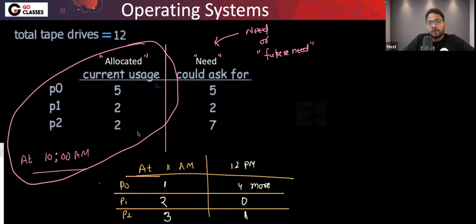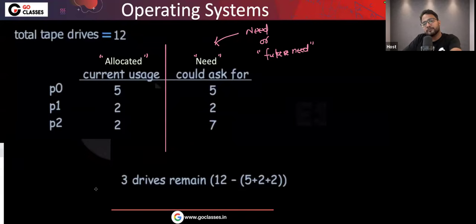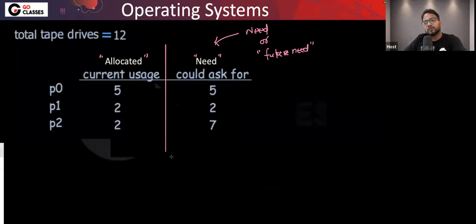So now let's go back to this table and see what this table is saying. This table has two columns, allocated and need. Don't worry too much. I think I have emphasized this too much, so maybe you are thinking that there's too much mystery. There is not much mystery.